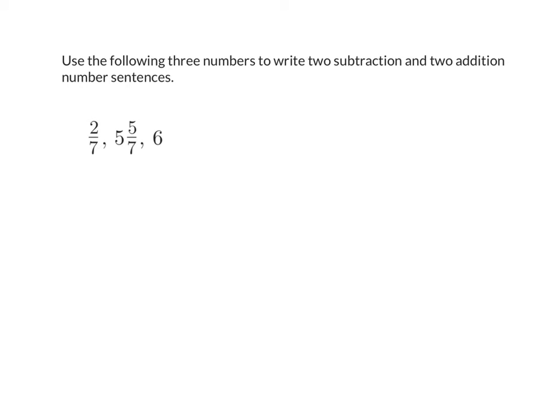Here we have 3 numbers: 2 sevenths, 5 and 5/7, and 6. These numbers were not randomly selected. They fit together in some way. See if you can work with your table group mates to use the 3 numbers there to write 2 subtraction problems and 2 addition problems. Does that make sense? They're a fact family. Figure out how those numbers fit together and write 2 subtraction number sentences and 2 addition number sentences. Then draw tape diagrams or number lines to prove it.